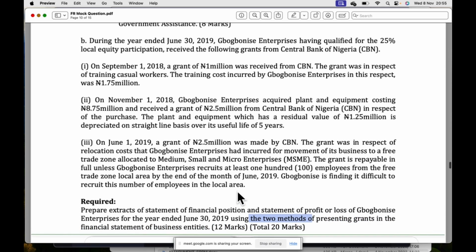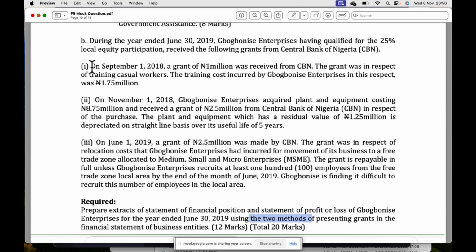Okay. Having understood the question, now they said during the year ended June 30th, 2019, Gbogbo Nise Enterprises, having qualified for the 25% local equity participation, received the following grant from CBN.